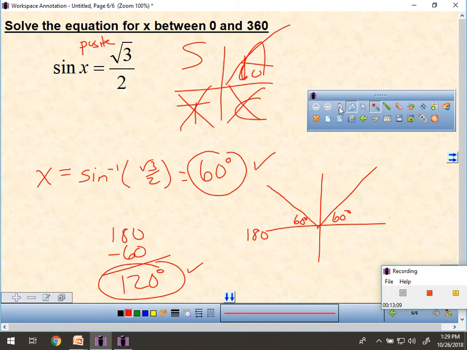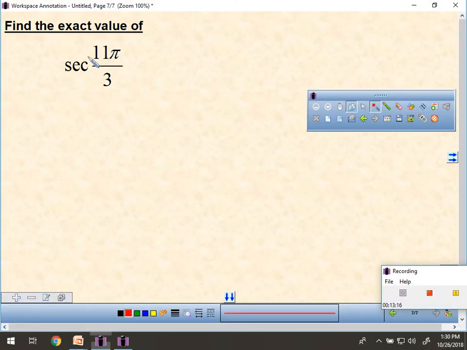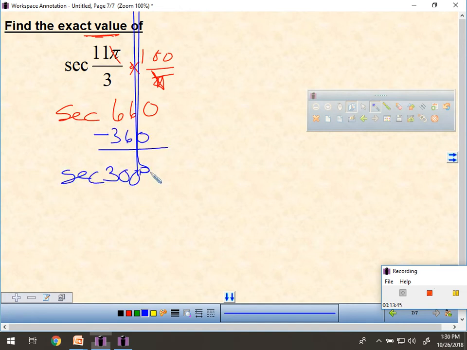All right, for the next type of problem, it says find the exact value. It's been a while since we've done one of these. This is on the first test. To find the exact value, the first thing I'm going to do is convert this from radians into degrees. So I'm going to multiply this by 180 over pi. The pi's cross out, and so that'll give me secant of 11 times 180 divided by 3. That gives me 660. And then I need to find a coterminal angle, so I'm going to subtract 360 from that. That gives me secant of 300 degrees.